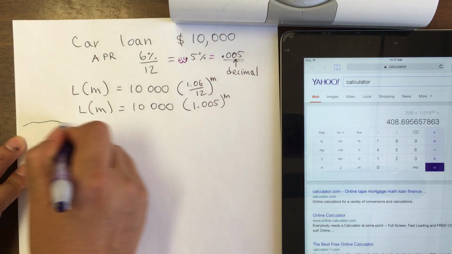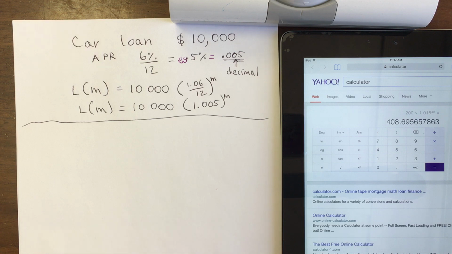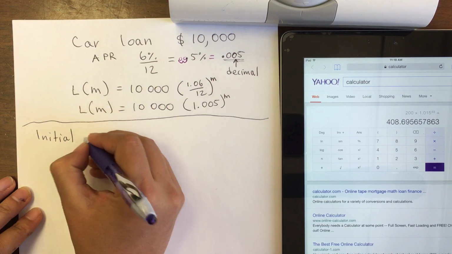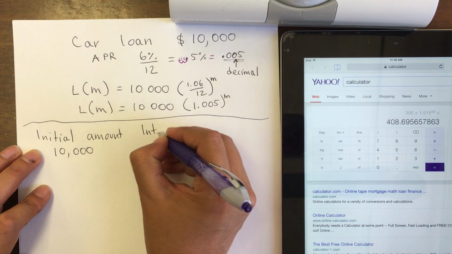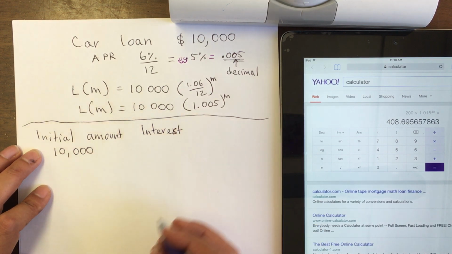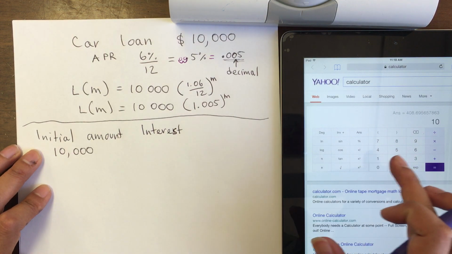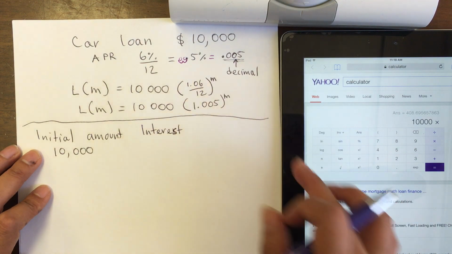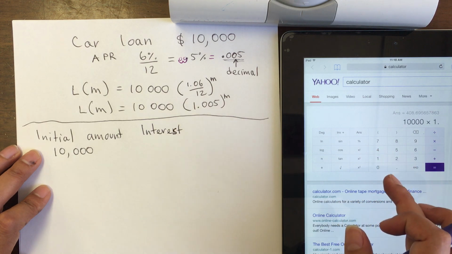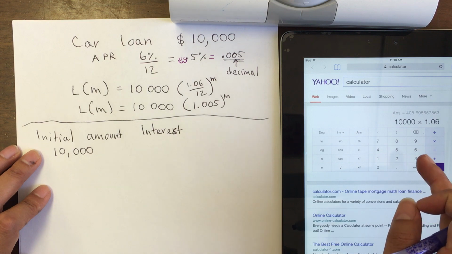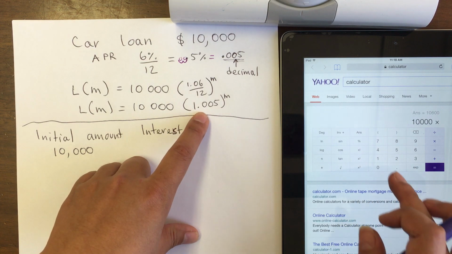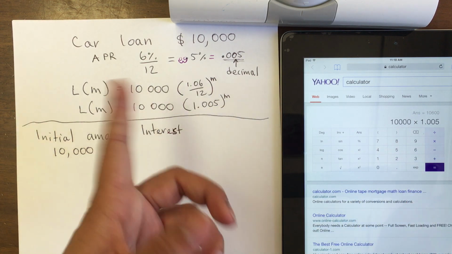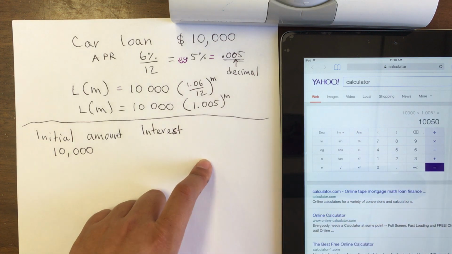Both are correct. But for this example, what I want you to do is, now what if you do make payments? So the initial amount is $10,000. The interest is going to be, let me see, 10,000 times 1.005, and it's the first month, equals. So if you notice, the interest is $50.